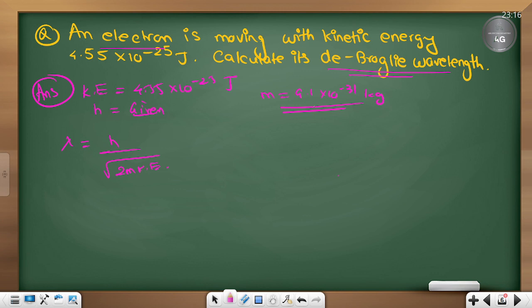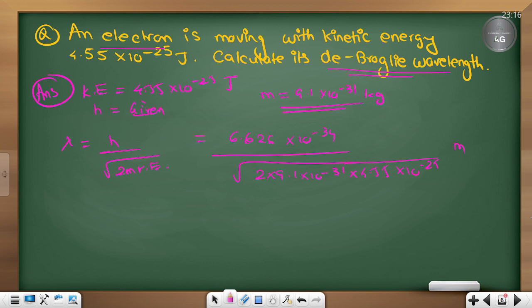So this mass you all should remember because it may not be given in the question. Then you just use this formula, substitute the value, h divided by root over 2 into 9.1 into 10 to the power minus 31 into 4.55 into 10 to the power minus 25. Solve it and you will get one answer in meter. That will be your answer. Solving I am not doing, you can solve it.